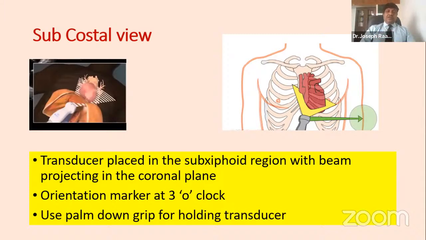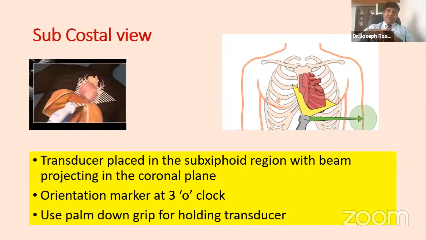For this, what we need to do is place the probe around the subxiphoid region, around 2 to 3 centimeters below the xiphisternum. You place the probe, and the orientation marker has to be at 3 o'clock. Another important point here is how you hold the probe. Normally, I have already told you that you hold the probe so that your palm is resting on the patient. But here, if you do that, you will not be able to get the image.